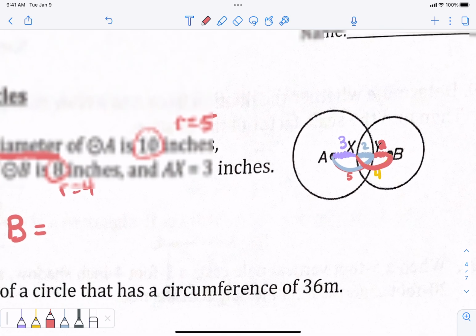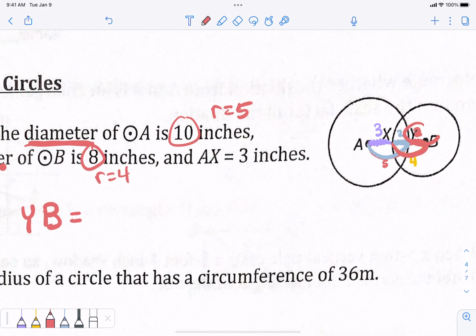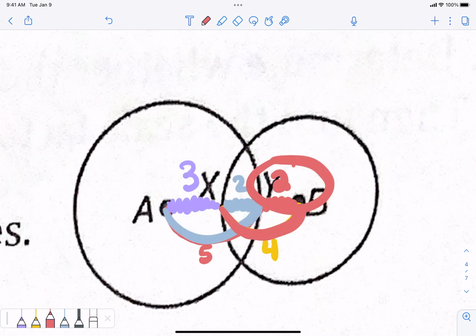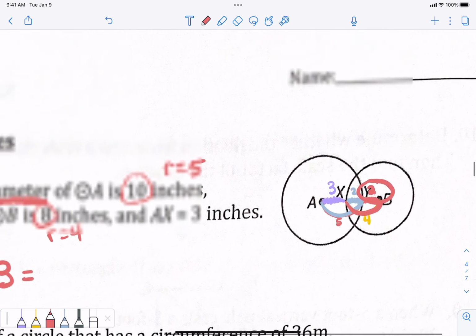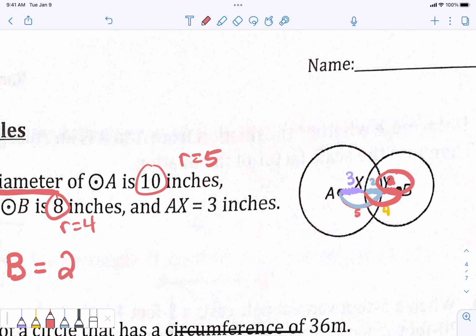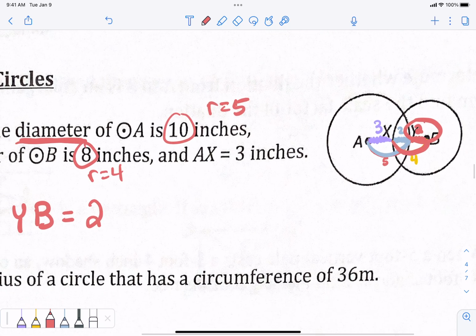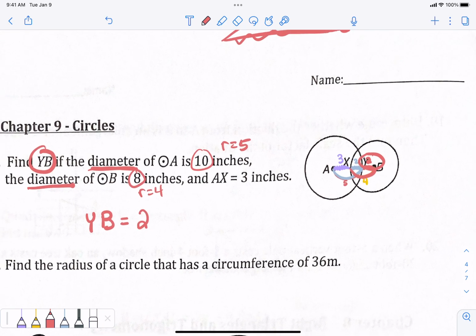So they were asking us for YB, which is this guy over here, and that is 2. I'll zoom in again. YB is going to be 2. Okay, you just work backwards and try to get those values figured out, all right? But be careful when they say that the diameter is 10 and the diameter is 8, because you need to know the radius instead, okay?